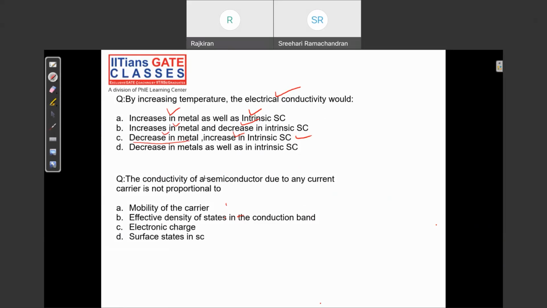The conductivity of a semiconductor due to any current carrier is not proportional to what? Mobility, effective density of states, electronic charge, surface states. We know conductivity equals q into ni into (mu n plus mu p). It depends on charge and mobility. The ni also depends upon the density of states. So option D should be the answer.